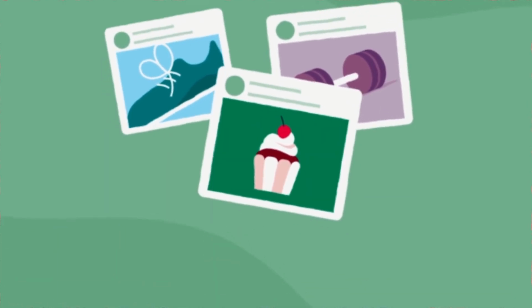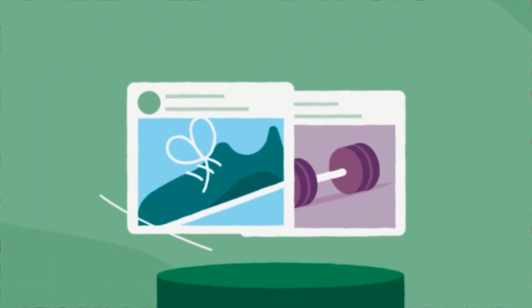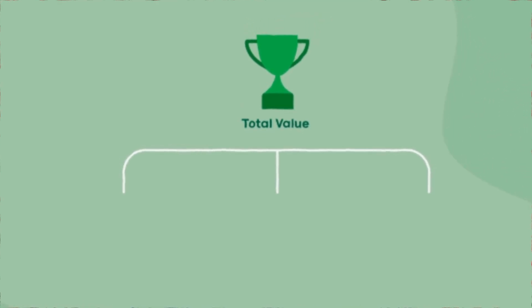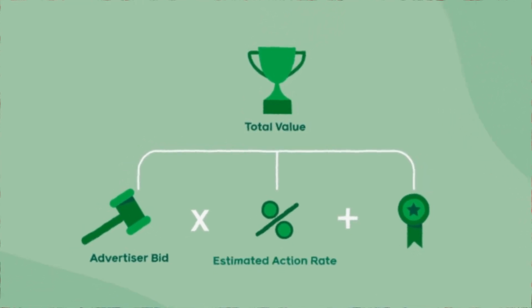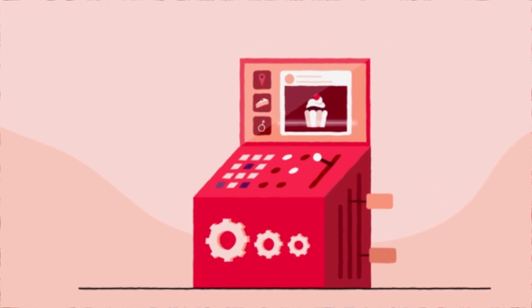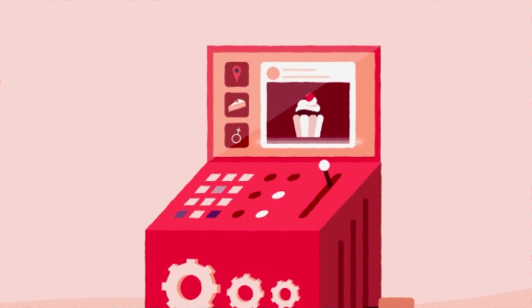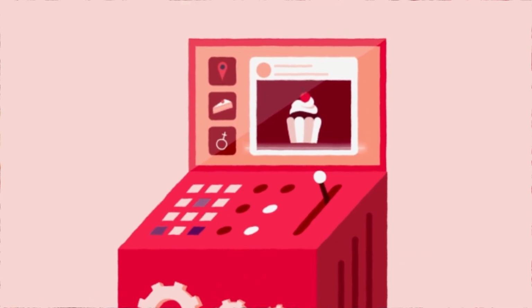Then it starts the auction process, where Meta decides the order of the ads to be shown to a certain person. In order to show the most relevant ad, the auction is based on each ad's total value, which includes the advertiser's bid, the estimated action rate, and the ad quality. The advertiser's bid is related to what was chosen in the campaign objective, and the estimated action rate represents how well the ad performs.